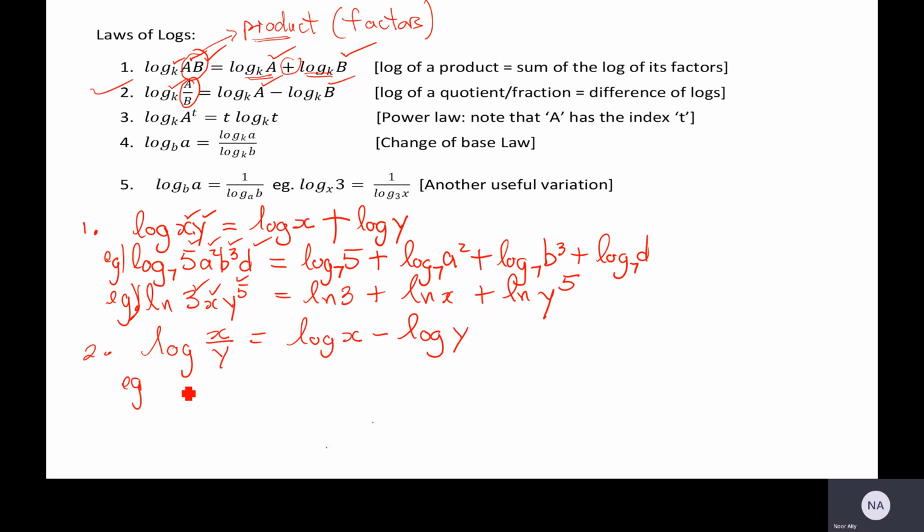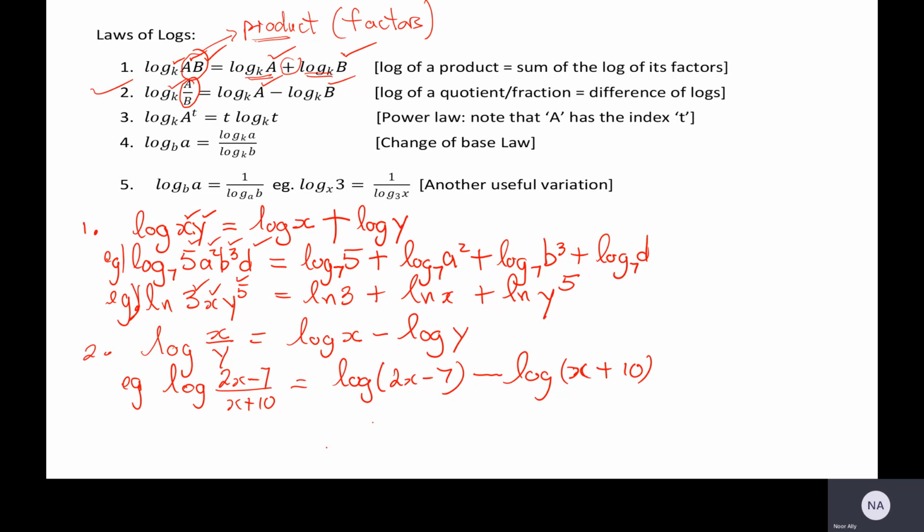Let's expand that now. The log of, and of course that numerator and denominator could be anything. For example, it could be 2x minus 7 divided by x plus 10. The numerator is 2x minus 7. So I get the log of the numerator minus the log of the denominator, x plus 10.